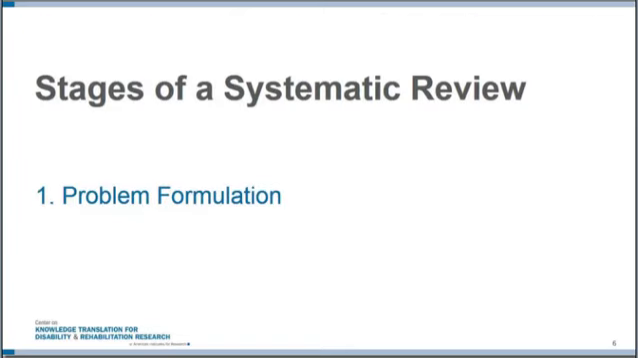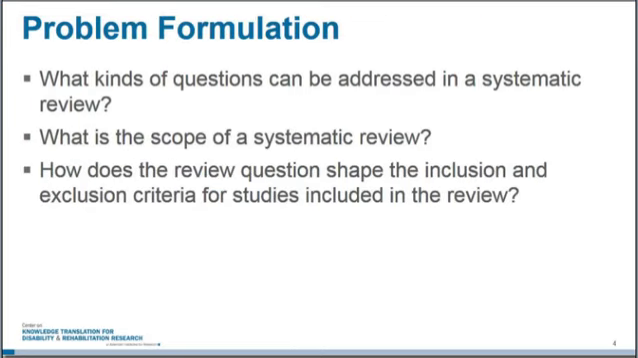So our first stage of our systematic review is problem formulation. I'm going to go back a couple slides to this. So in the problem formulation part of my presentation, we're going to talk about 3 questions. What are the kinds of questions that can be addressed in a systematic review? Sort of what is the scope of those systematic review questions? And then how does the review question that you develop shape the inclusion and exclusion criteria for studies included in the review?